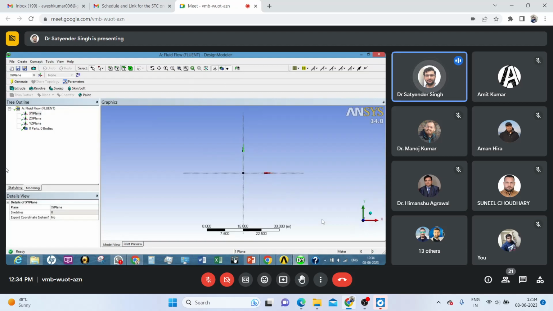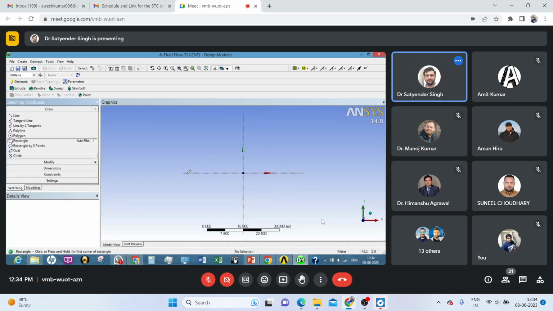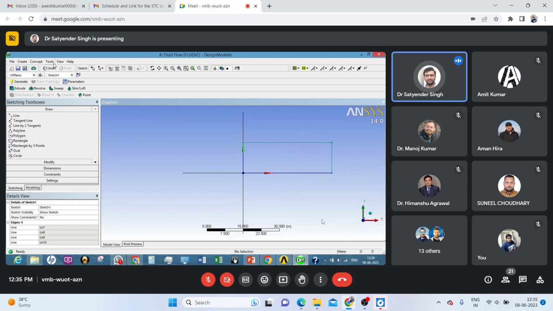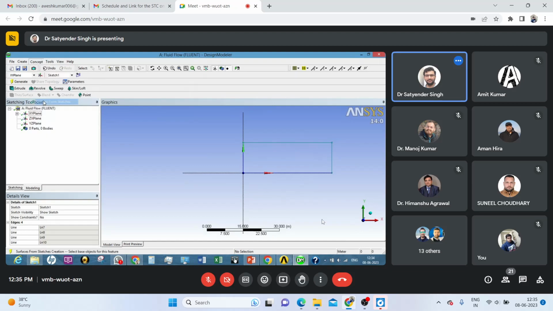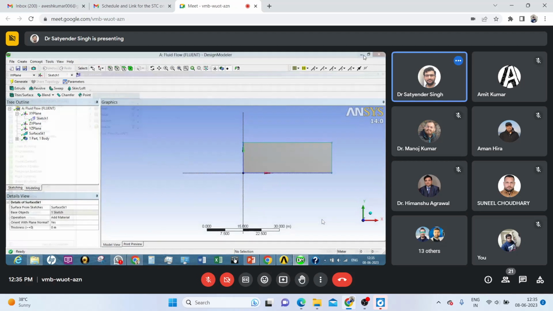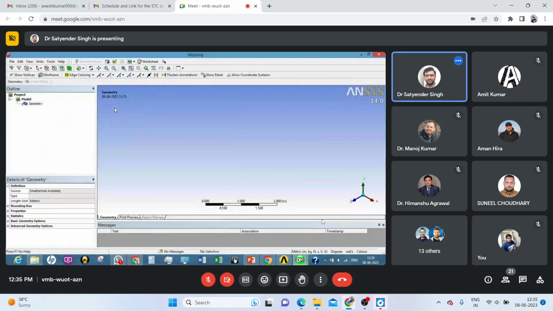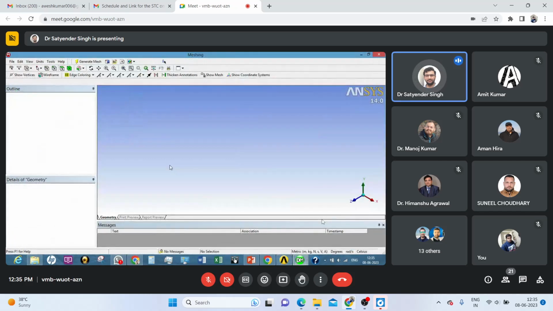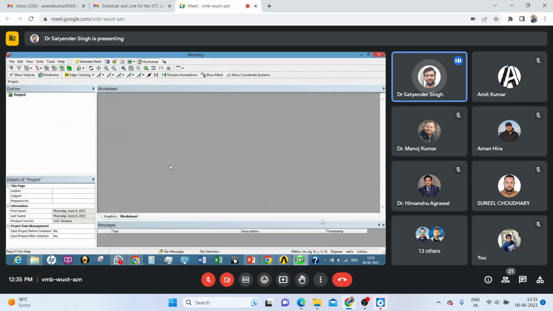Okay, so I'm considering a rectangular flow problem, considering any random dimension for this. Okay, I'm done with the geometry. So random dimensions I have considered just to show you one fluid flow problem.